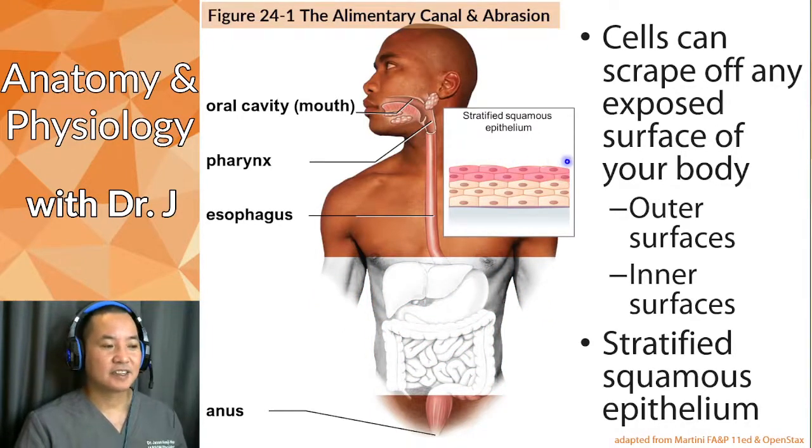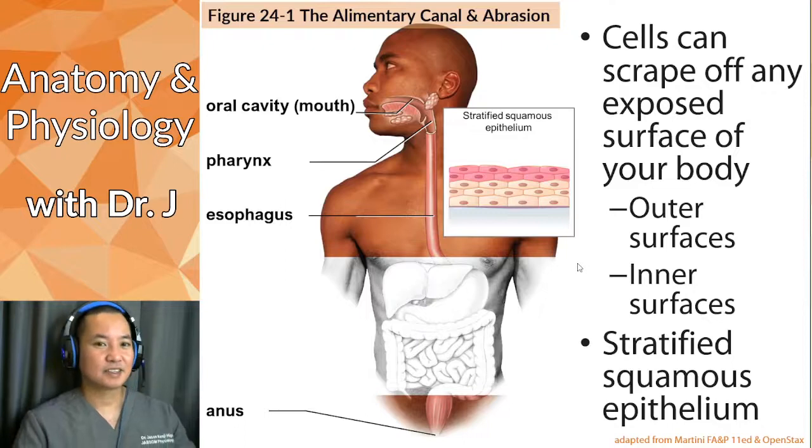And if you lose a layer due to these cells being scraped off, you want this basal layer over here that can regenerate more layers, so that whenever the next meal or the next bathroom time comes, you have more cells to protect the underlying layers from being scraped off and harmed by whatever solid substances are passing into your system or out of your system.